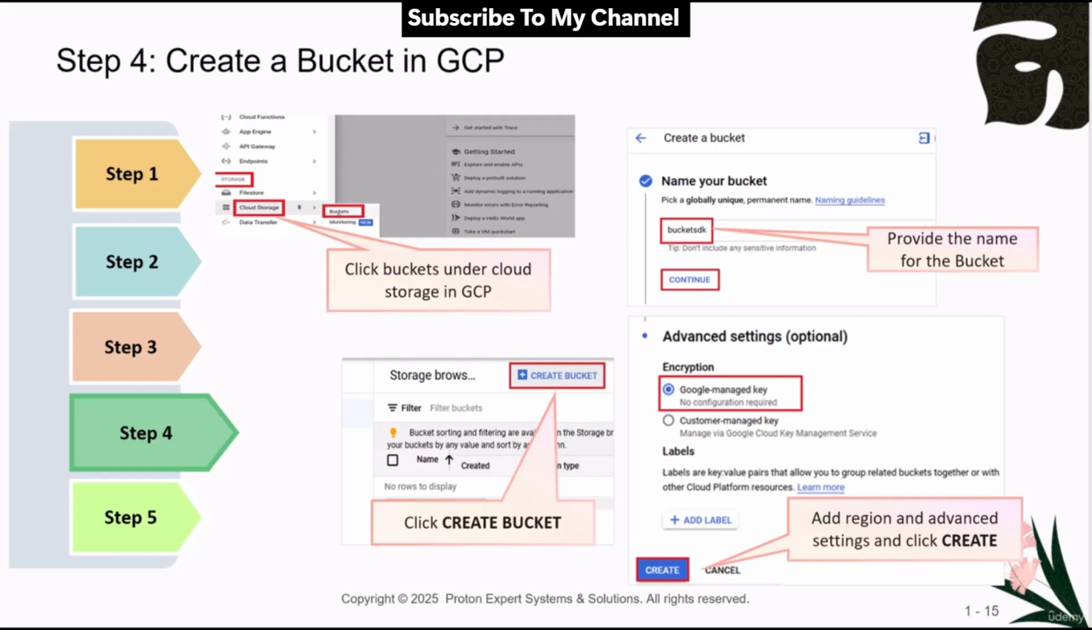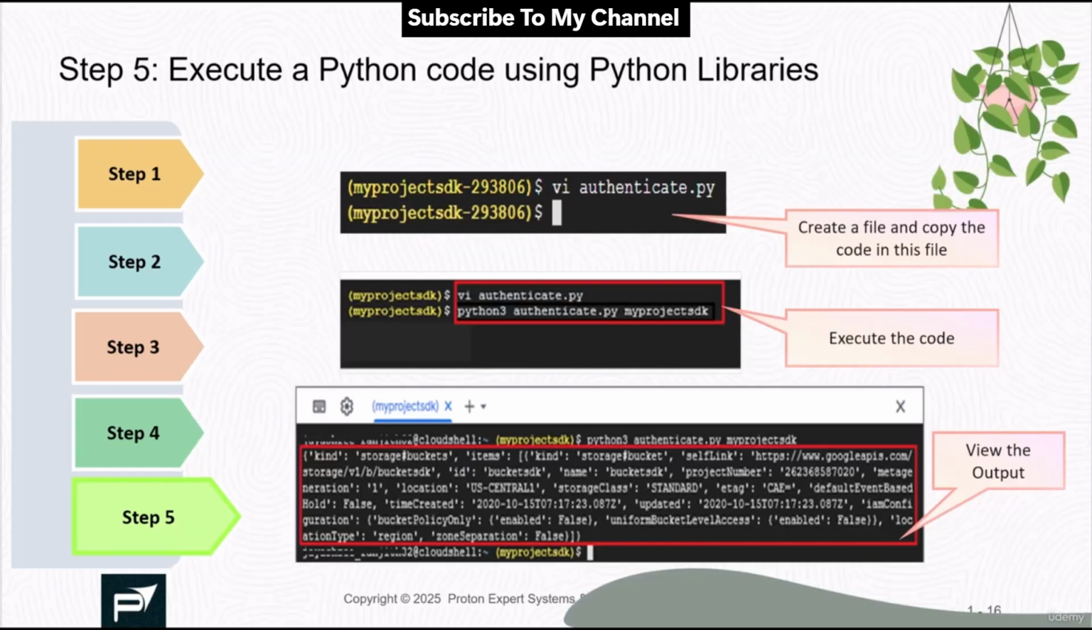The last step is to execute a Python code using Python libraries. Create a file and copy the code inside the file. Execute the code and view the output.